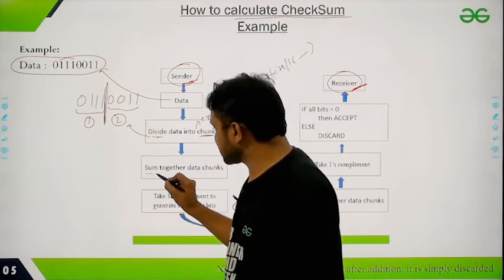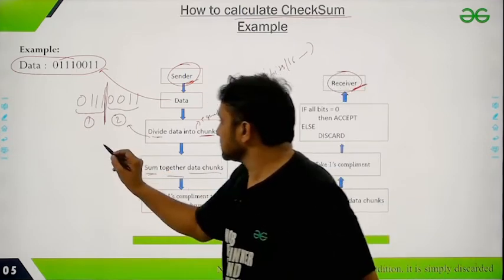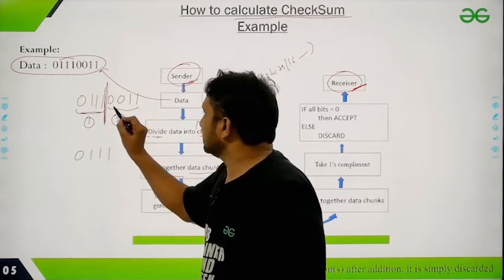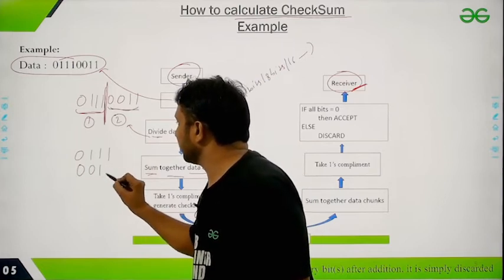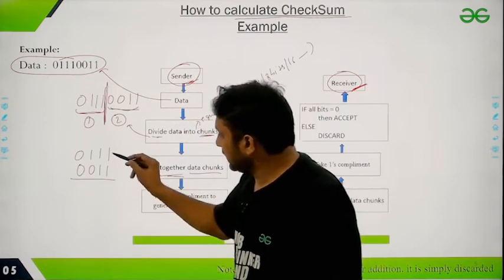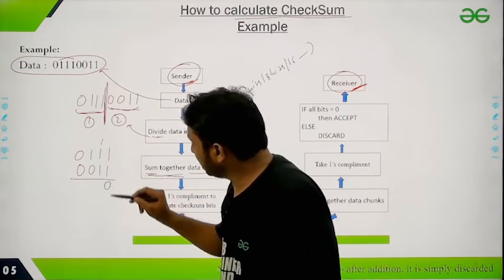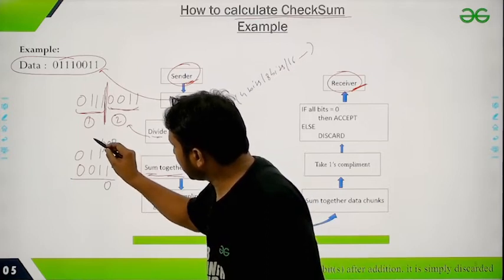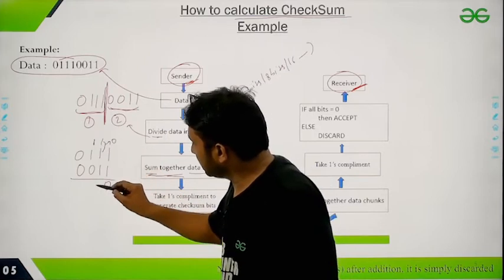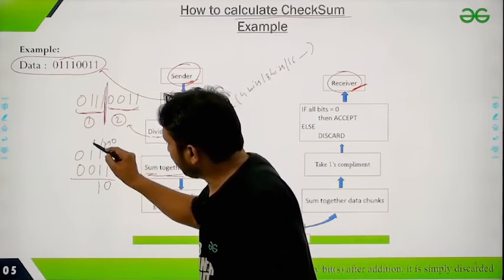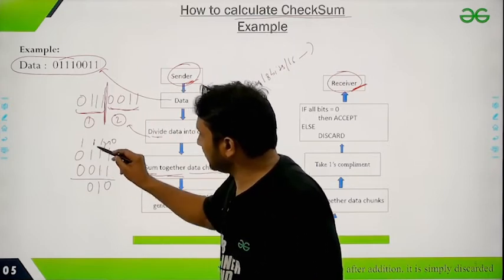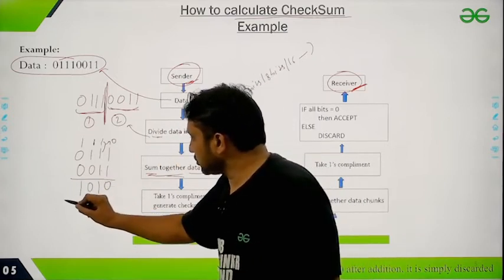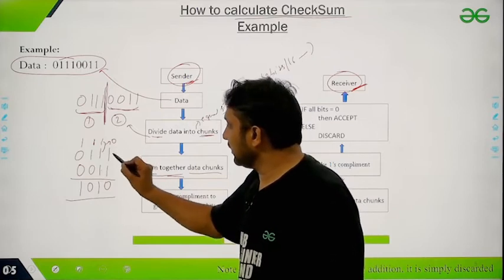After that, sum together all the data chunks. So this is the first chunk of data 0111, this is another one 0011. Let me sum together. 1 plus 1 is 0, carry 1. Then 0 plus 1 is 1. Now 1 plus 1 is 0, but the carry is 1 because 1 plus 1 is 2. Here is 1. So this is the sum of these two chunks.